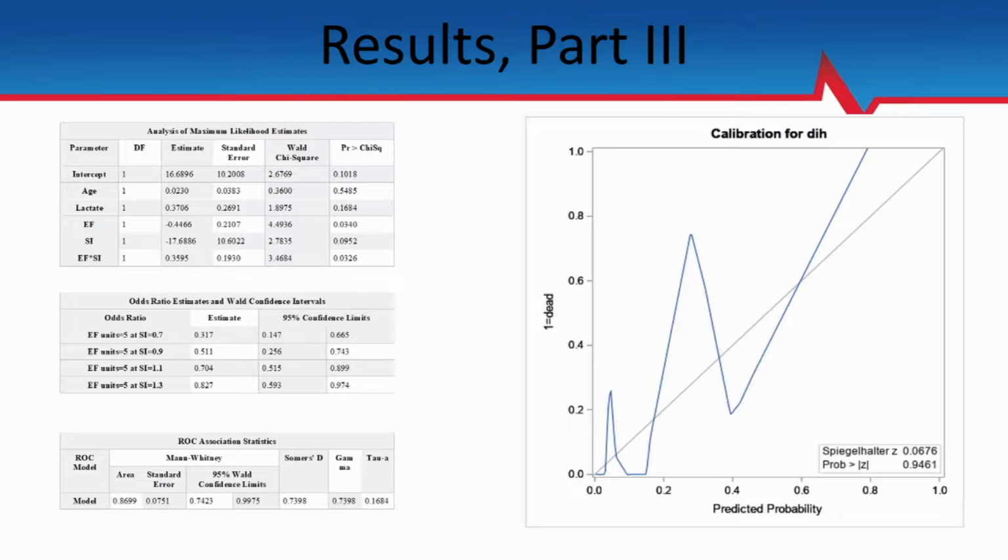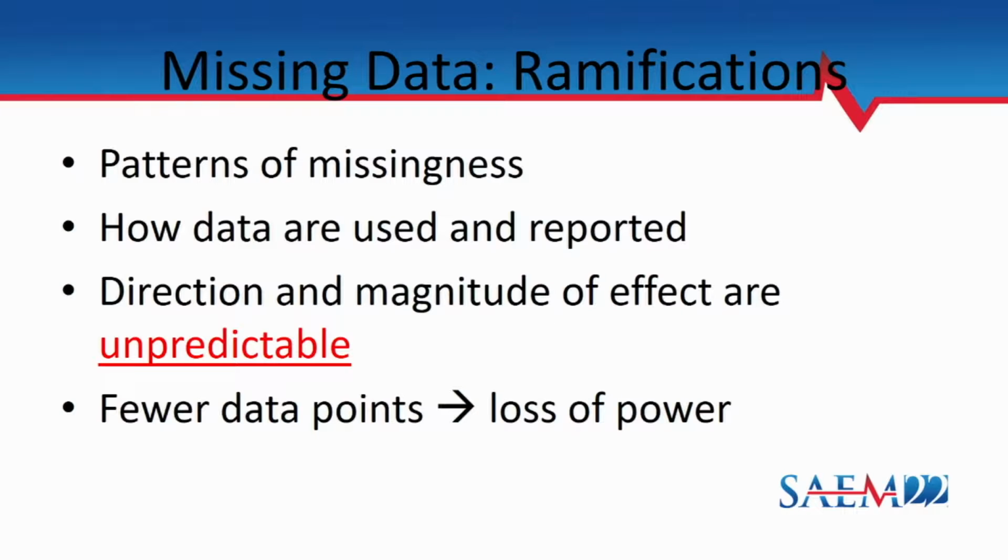But anyways, so overall, as I said, the main points are to understand that there are these different patterns of missingness, and they can have a wide range of effects on your results and how you interpret and apply them. Unfortunately, it's pretty unpredictable.